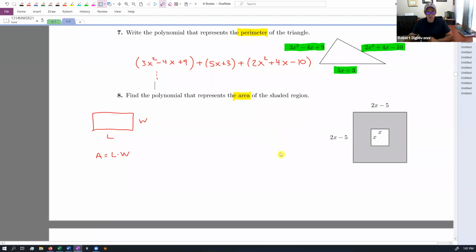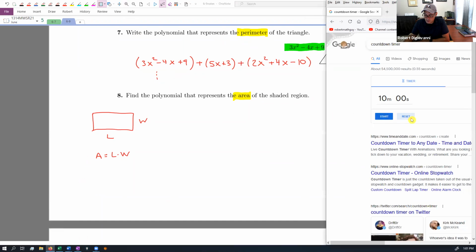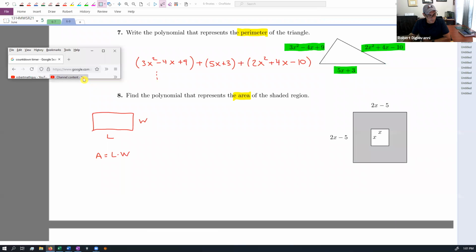For number 8, I want you to think about that. I'm going to give everyone 2 minutes, and then I'm going to ask for a volunteer to explain to us how to do number 8. So let's take 2 minutes for that. Read the question and see if you can come up with it. I need to move this out of the way.